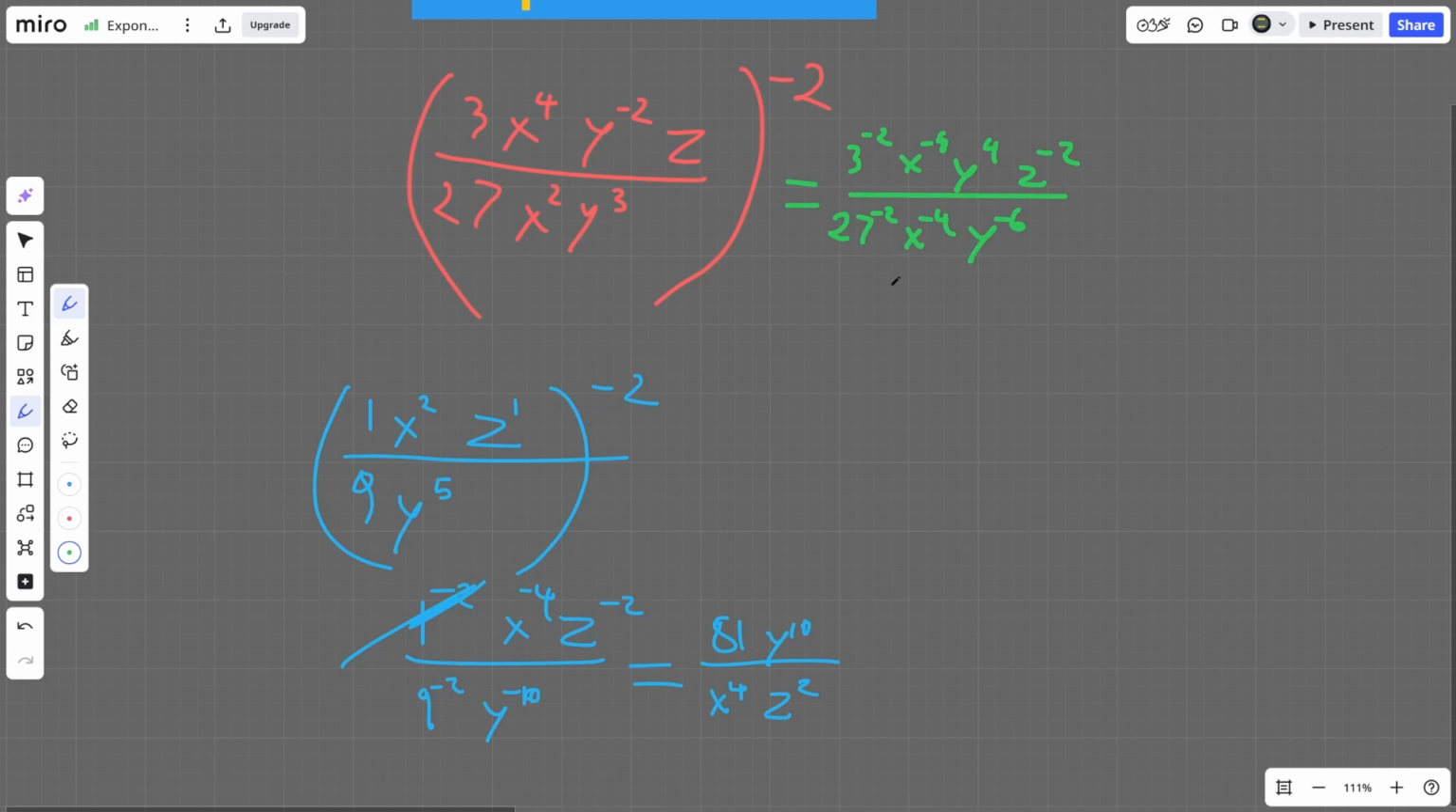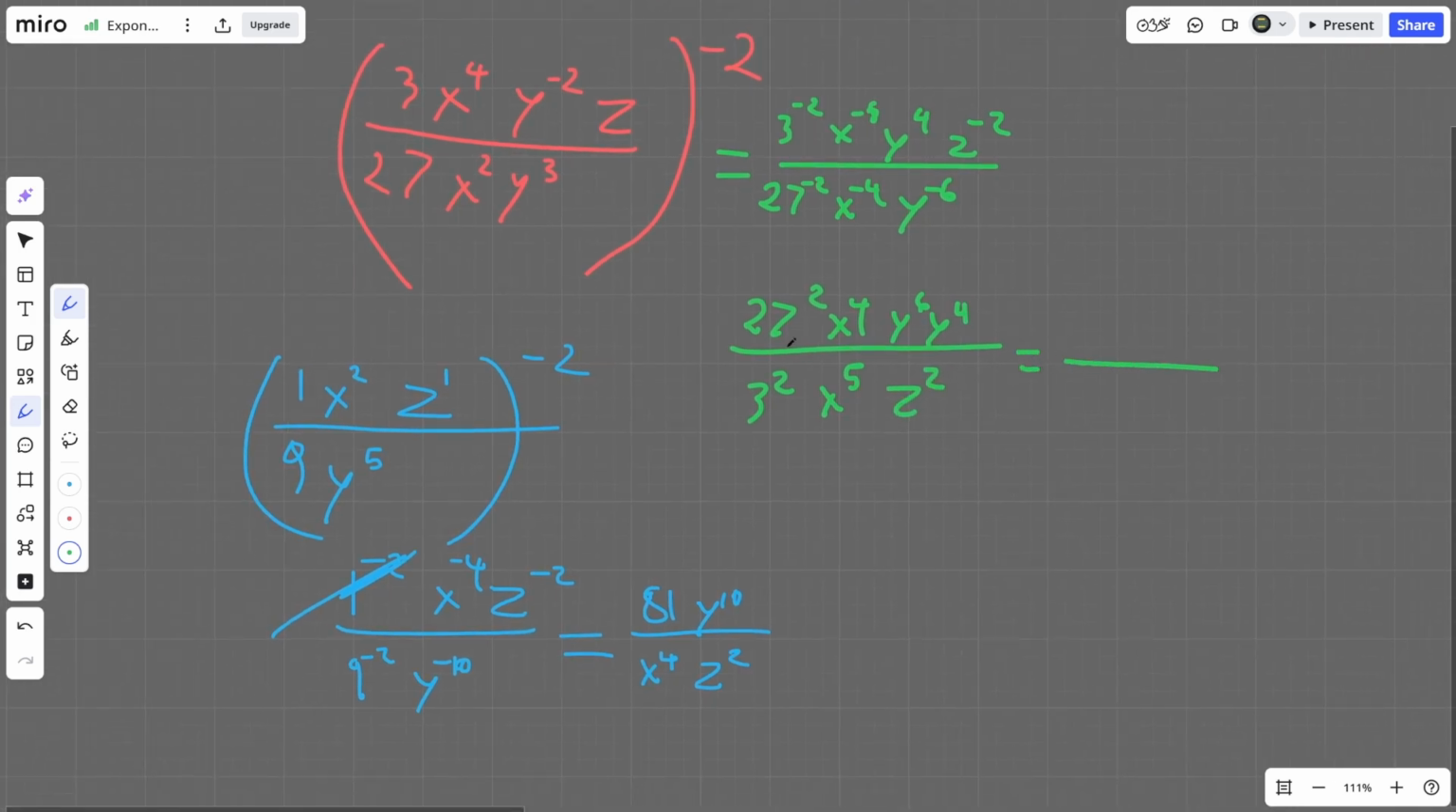All right, because everything's negative, or most of it's negative, we can flip everything. 27 squared, 3 squared, x to the fourth, x to the fifth, y to the sixth, and y to the fourth are both still on top, and z to the second is on the bottom. This will result in the x's canceling. I'm going to need to figure out what this is quickly. 729. Fourth and fifth. 4 minus 5 is negative 1, but remember that just means the x ends up here on the bottom. This is going to be y to the 10th and z squared.